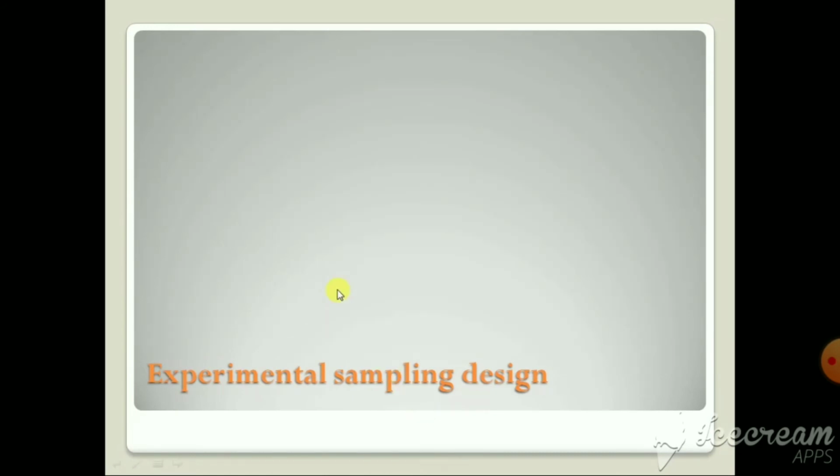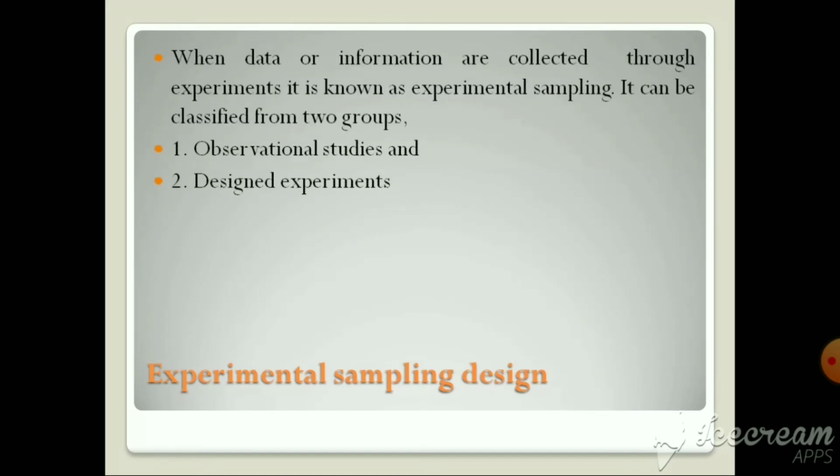Experimental sampling design. After census and sampling, another type of technique is experimental sampling design. When data or information are collected through experiments, it is known as experimental sampling. Generally in pure science, experimental sampling methods are used. It can be classified into two groups: one is observational studies, another is designed experiments.